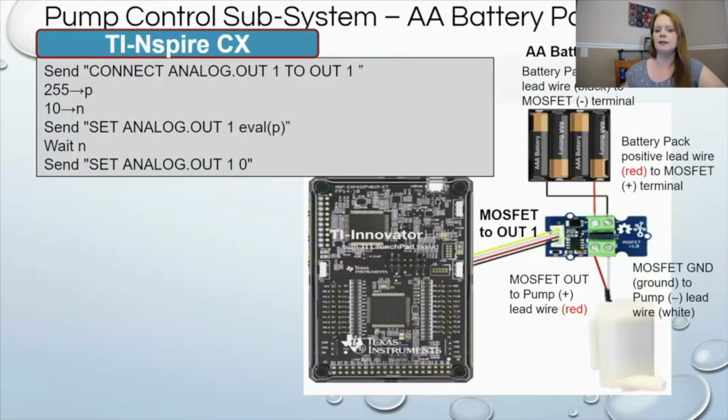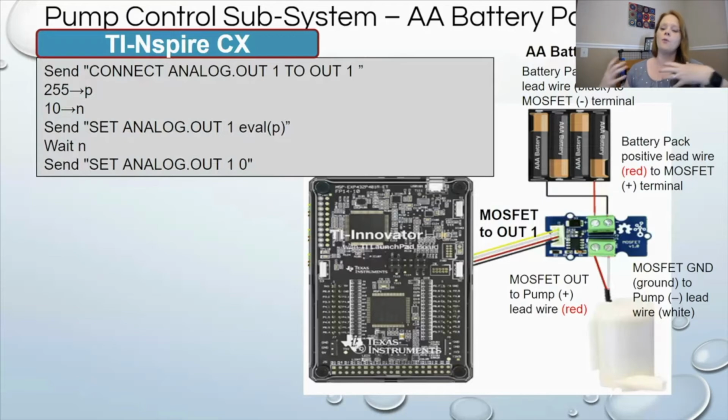For our output, we need to tell our output to turn on and turn off, and we need to develop certain parameters to do that. But with our output sensor, our water pump, it has the line of code saying connect analog out 1 to out 1. So what this means is that our water pump is our analog out, and we're using one of them, and it's going to be plugged into our output port 1.